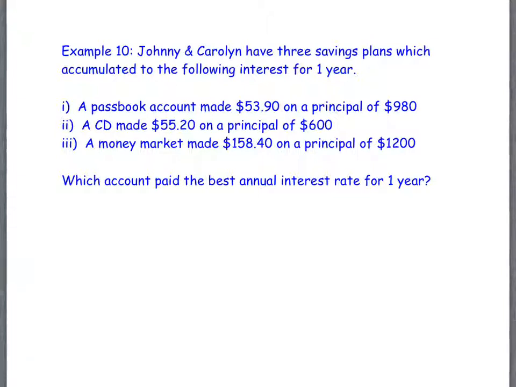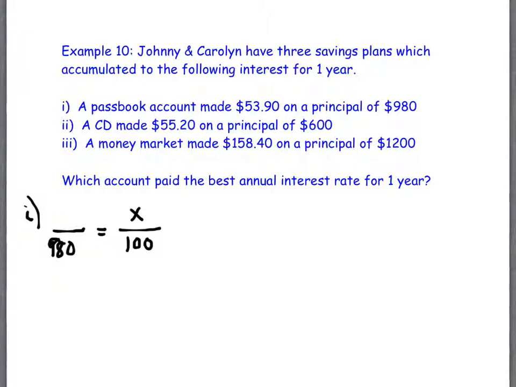So the first one that we're going to do is take a look at what the interest rate is on this particular account. This is just finding a percentage. So we're looking at a proportion, just like we were looking at proportions last time, of something out of 100, and we're trying to find out what that value is out of 100. That's the percent rate. So on the first account, the principal, the original amount was the $980, so that one goes on the bottom.